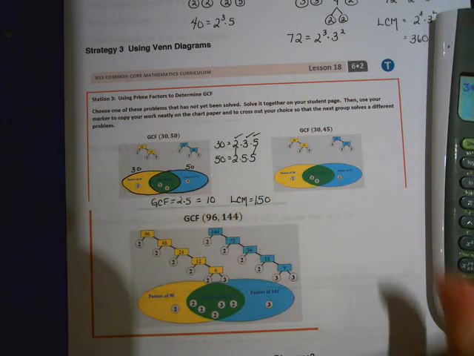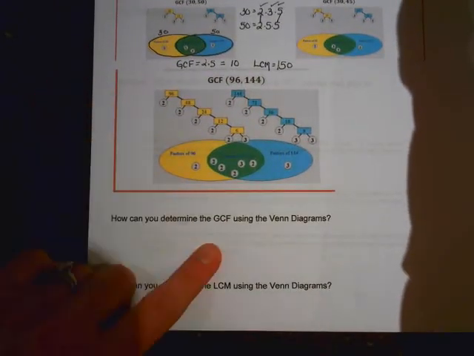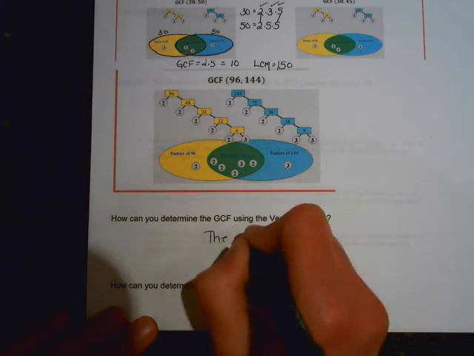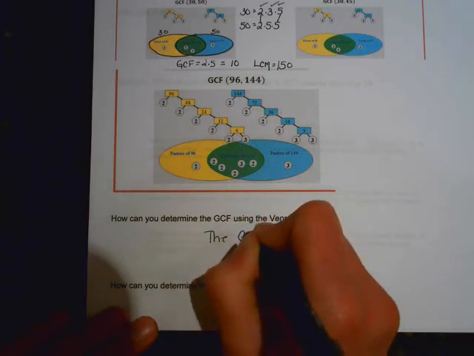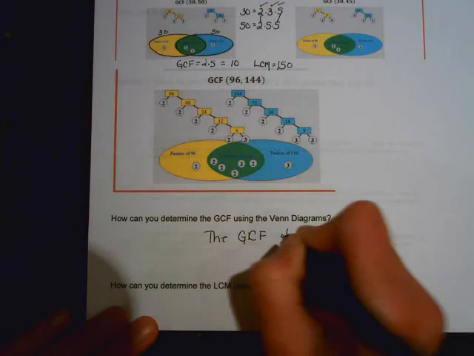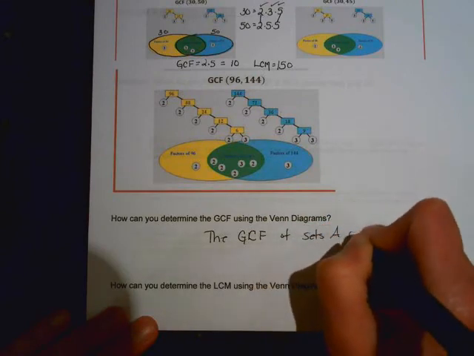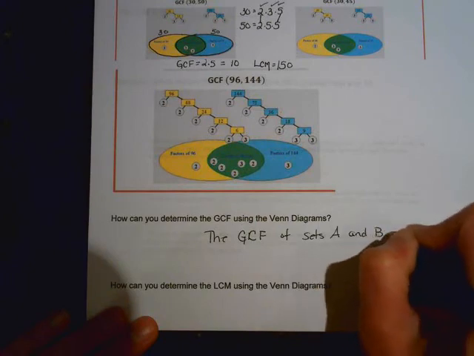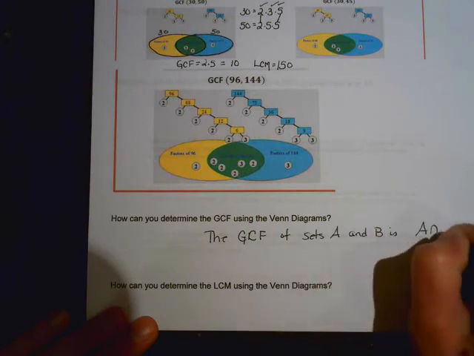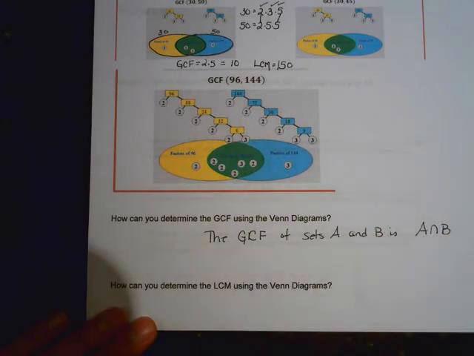It's so cool. So here, let's write this down so you guys don't forget. How can you determine the GCF using Venn diagrams? The GCF of, I'll just say, sets A and B is the intersection of A and B.